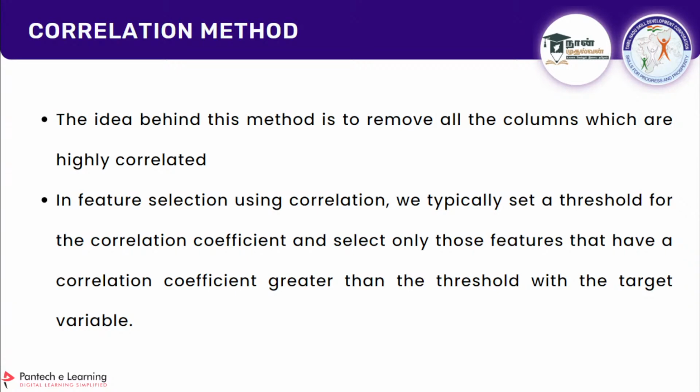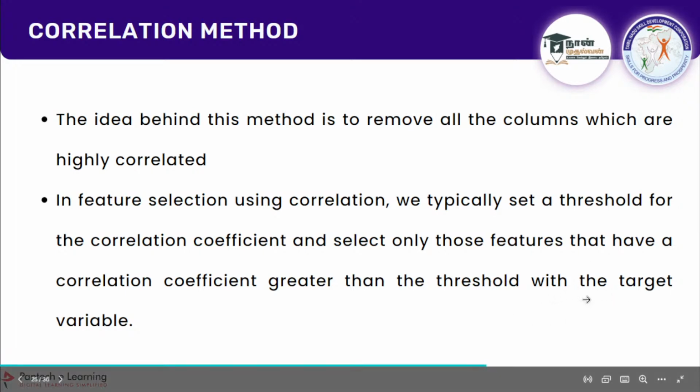So why are we doing this? If a column is highly correlated, I can remove that column, because if it is highly correlated, then the output is going to be the same. If it is not correlated, then it can be an important factor. So I am going to remove the columns which are very correlated. We typically set a threshold value for the correlation coefficient, and only if the features have a coefficient greater than the threshold value, it is going to be removed.